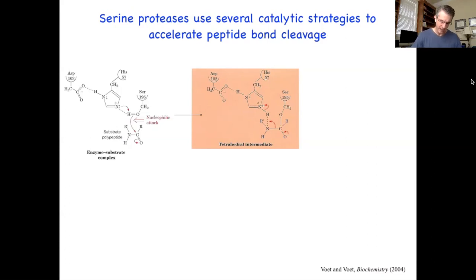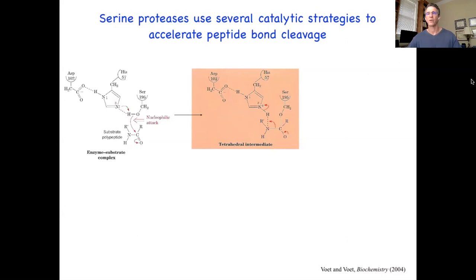stabilization. In this case, what happens is that hydrogen bond between the histidine and the alcohol group is thought to help polarize that alcohol, that oxygen hydrogen bond of the alcohol, help sort of beginning to abstract that proton.